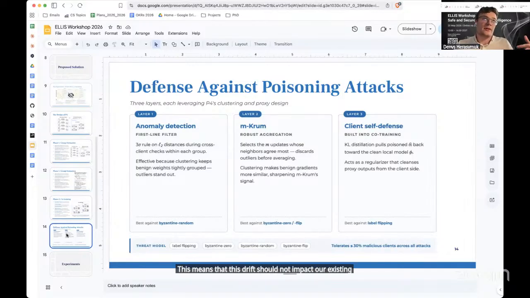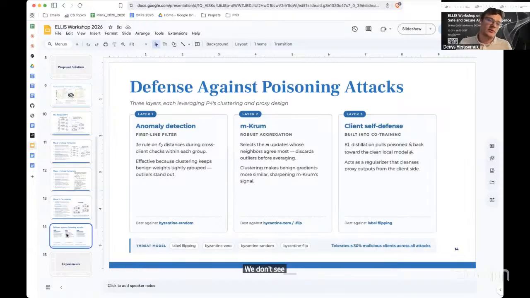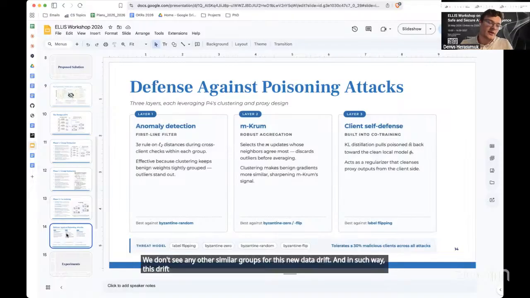For example, even if some new clients appear in the system with a completely different data distribution, the algorithm just puts them in a different group, and it can be even just one client in one group if we don't see any other similar groups for this new data drift. And in such a way, this drift will not impact our existing groups. So even just simple grouping will help here.